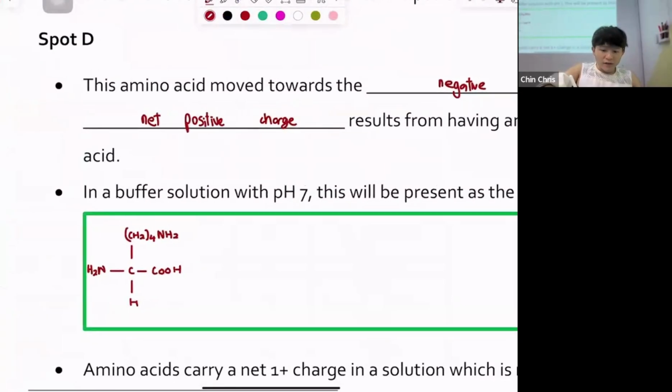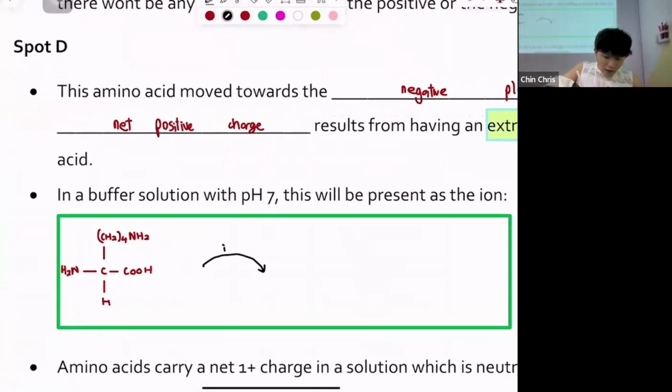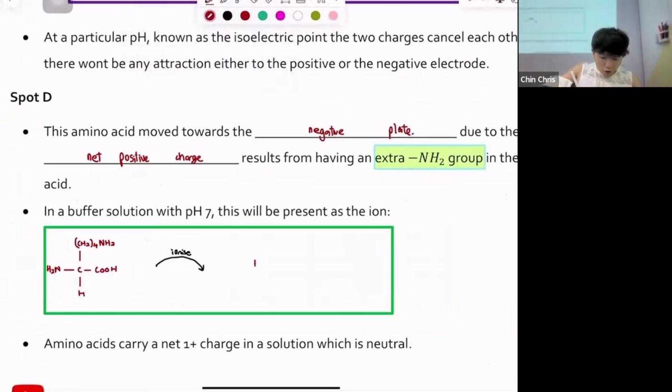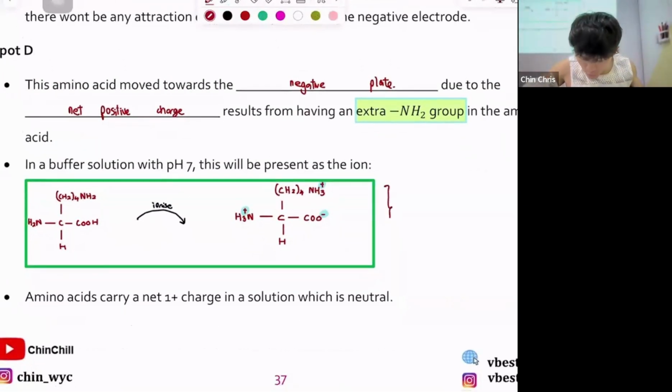All right, so guys, you see, when they ionize, it turns into an NH3 plus, COO minus, and a CH2 4 and NH3 plus. So guys, do you see a net positive charge here? So you have a net positive charge, which means it's moving towards the negative plate.